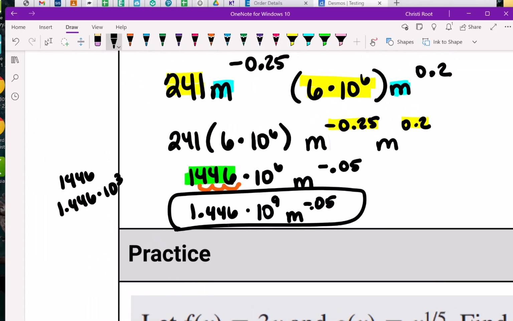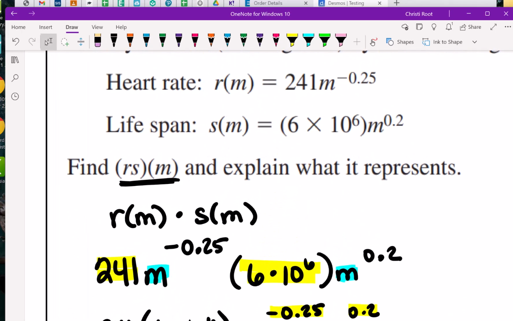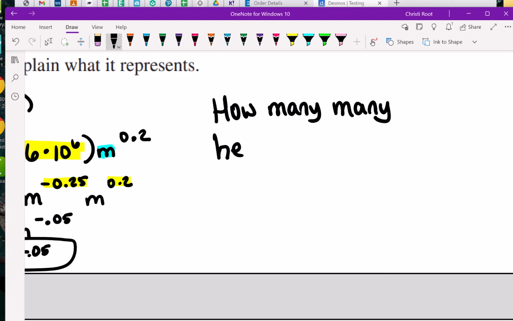And let's talk about why we multiplied it. So I want you to go back up here. I want you to consider you've got heart rate and you've got lifespan. So what happens when you multiply the heart rate times the lifespan? So what it does is it tells you how many heartbeats the rhino had over the entire lifespan.